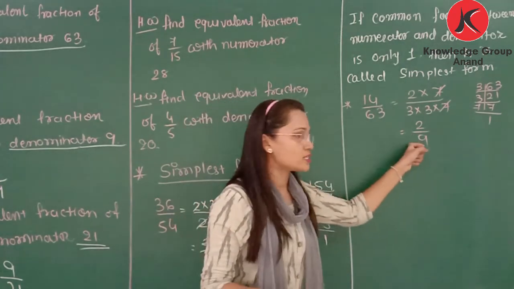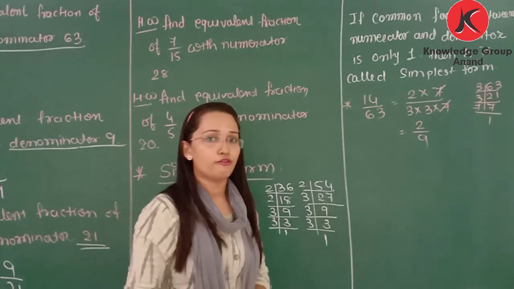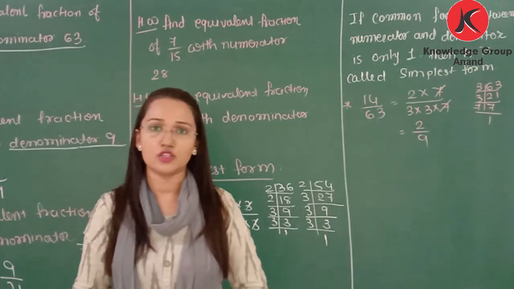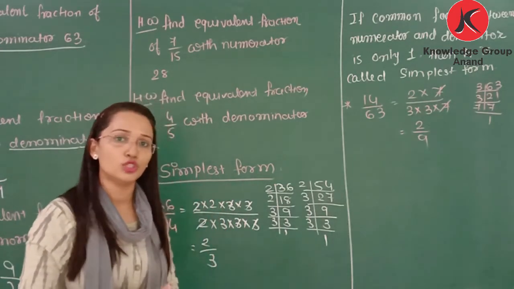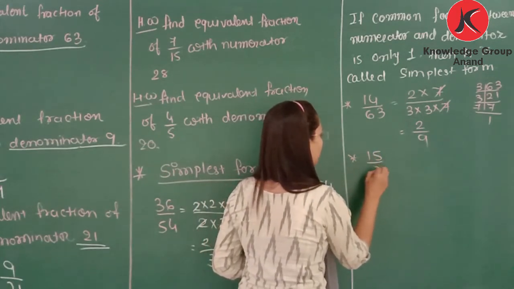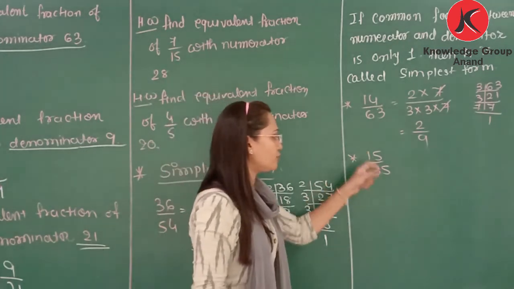That's why it is the simplest form. Now you can also find the simplest form with the HCF method, highest common factor. Means you need to find the highest common factor of two number and you need to divide that number. Let's take one example. 15 by 30. Here find the highest common factor between 15 and 35.